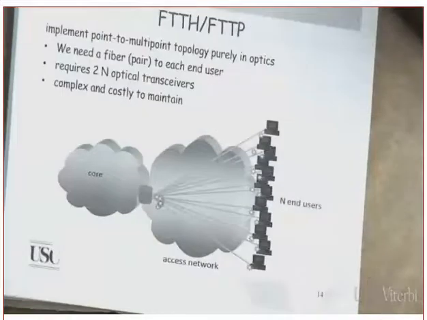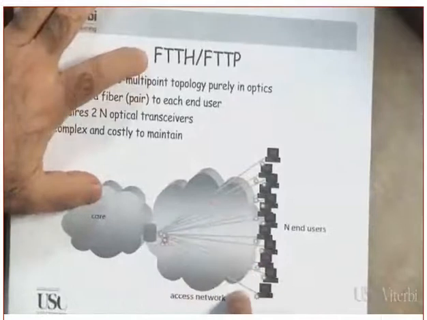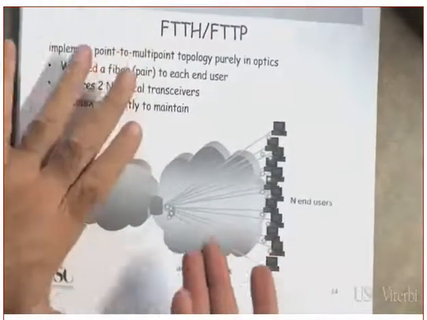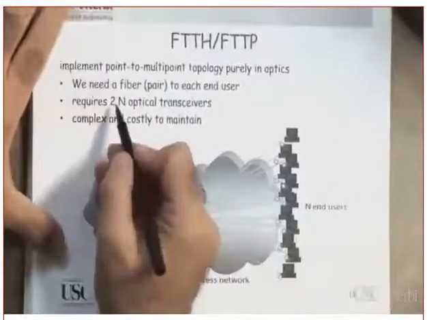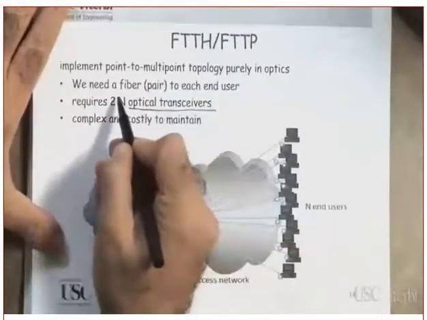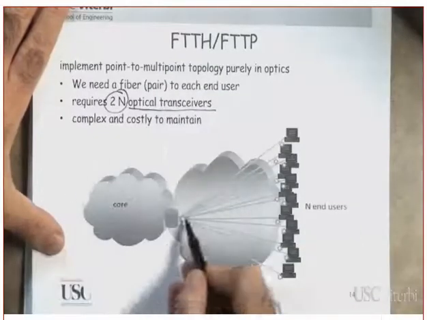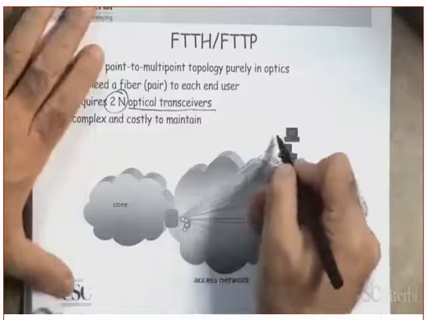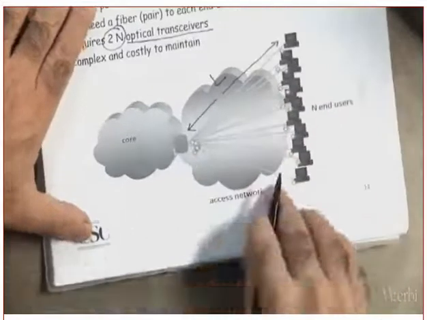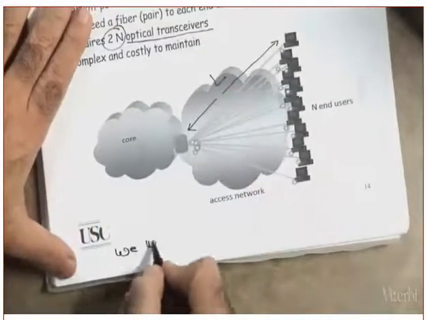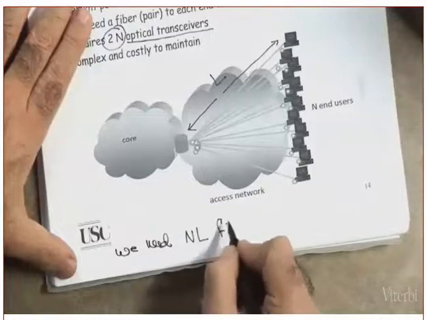The next solution that we talked about is the fiber to the home, extending fiber all the way to the home. Clear? What was the problem with this? The problem is that if we have N end users, we need 2N optical transceivers: there are N here, and there are N here. Now let's assume the length of each fiber here is L. How many fibers do we need? We need N times L fiber.